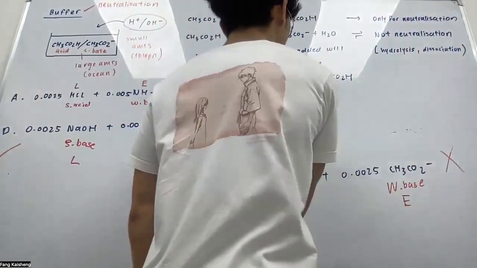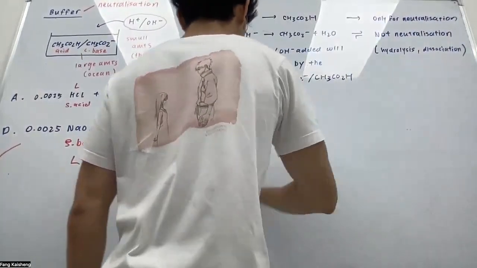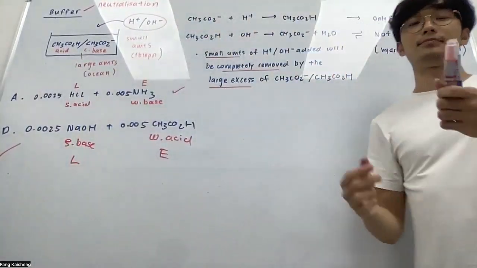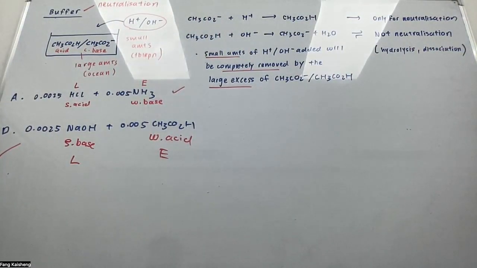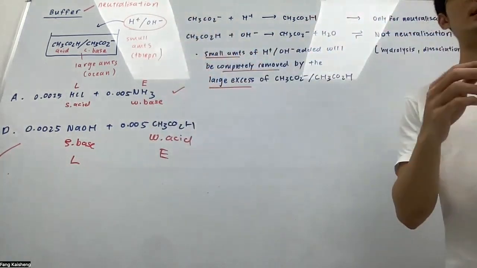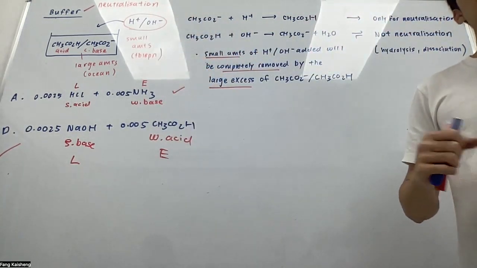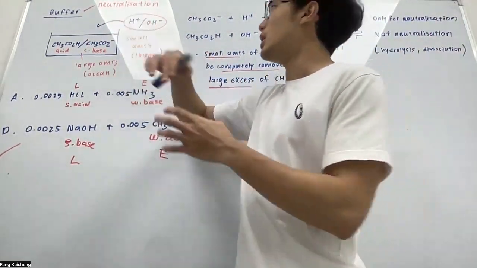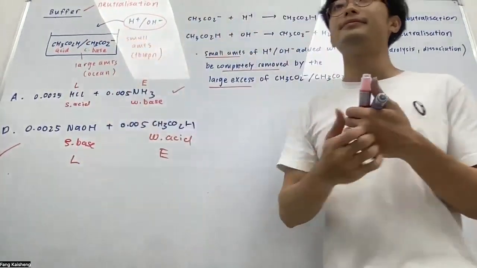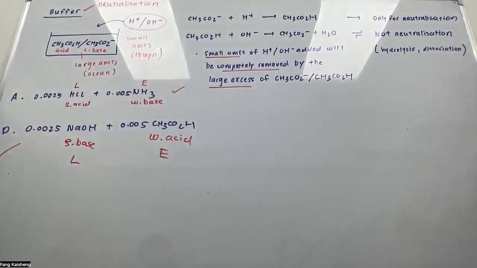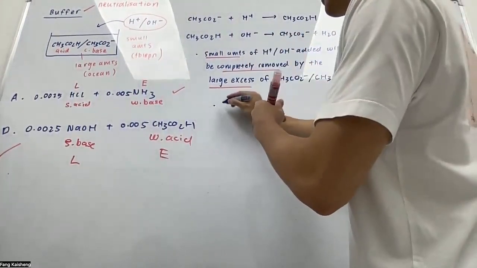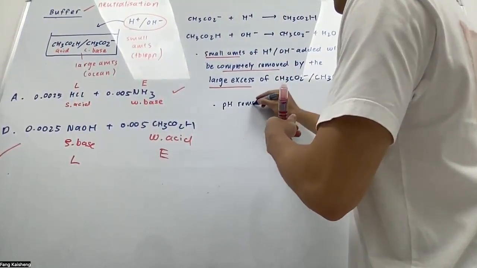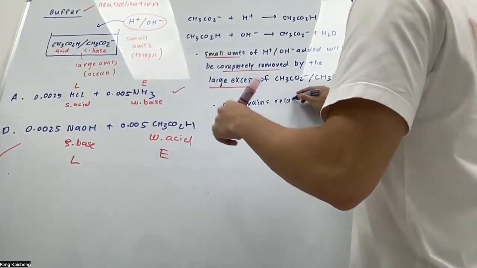So if a student asks why the buffer needs both a conjugate acid and base, and can't just use one, that's part of the rule. You need both so that you can get rid of either H plus or OH minus. If you only have one, you can't remove both. It's a valid question. Okay, first, I'll write this out: pH remains relatively constant.